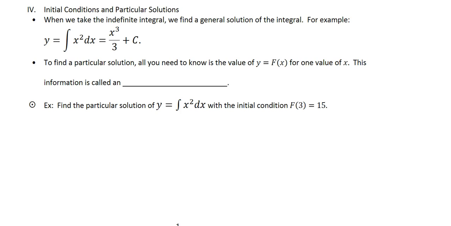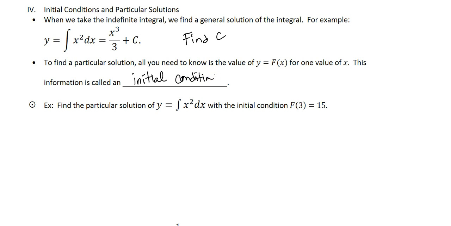Now when we take the indefinite integral of a function, we're finding a general solution of an integral. So if you were finding the integral of x squared with respect to x, that would be x cubed over 3 plus c. To find a particular solution, what we're looking for is the exact integral where we find c. All you need to know is the value of y equals f of x for one value of x, and that will be enough to find out what c is. This information is what we call an initial condition.